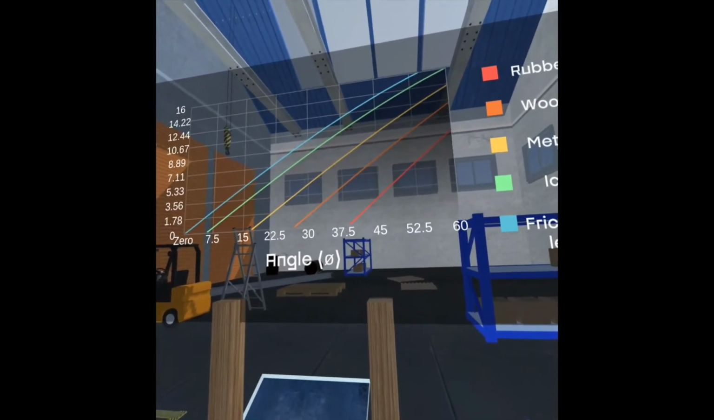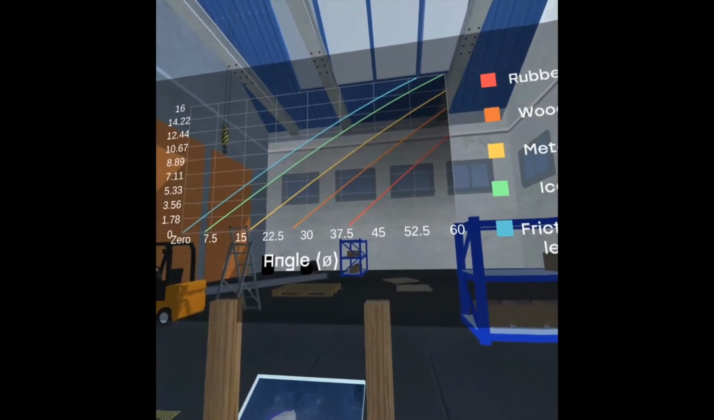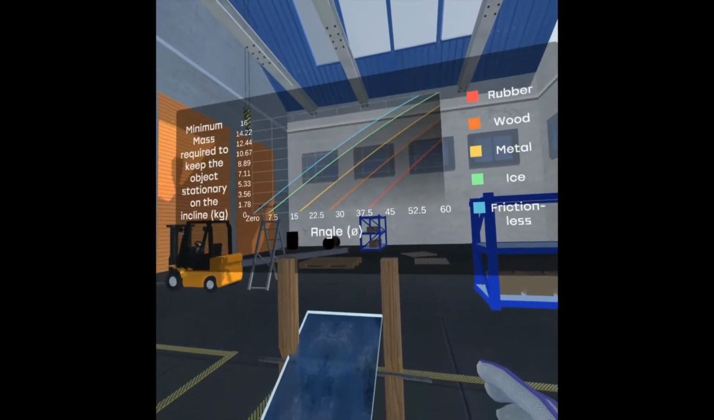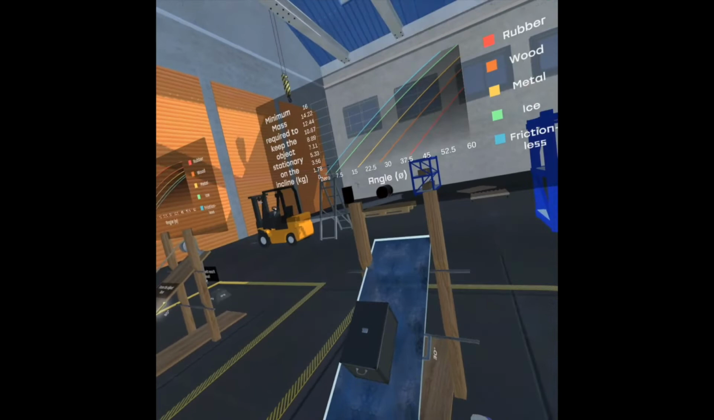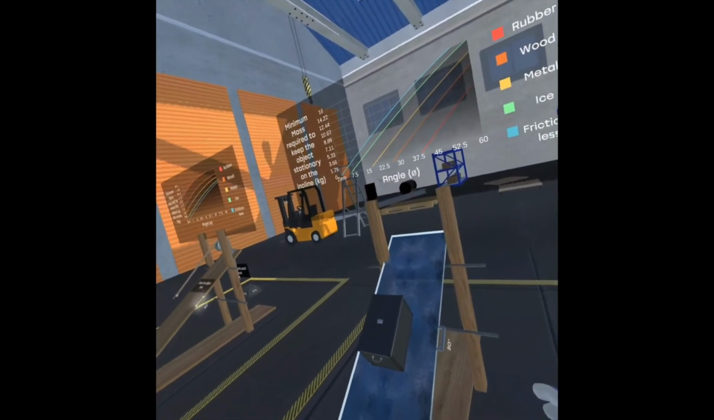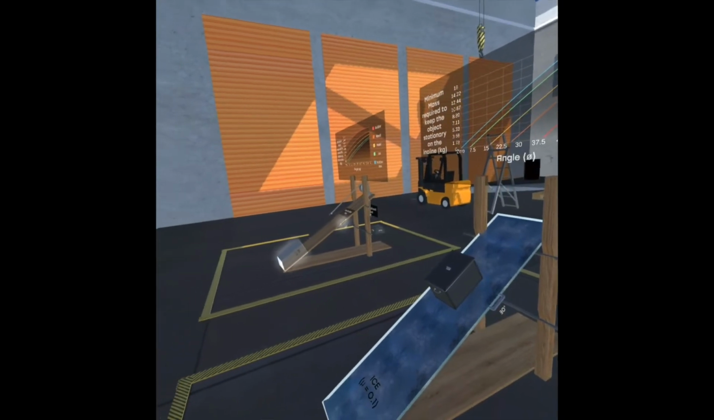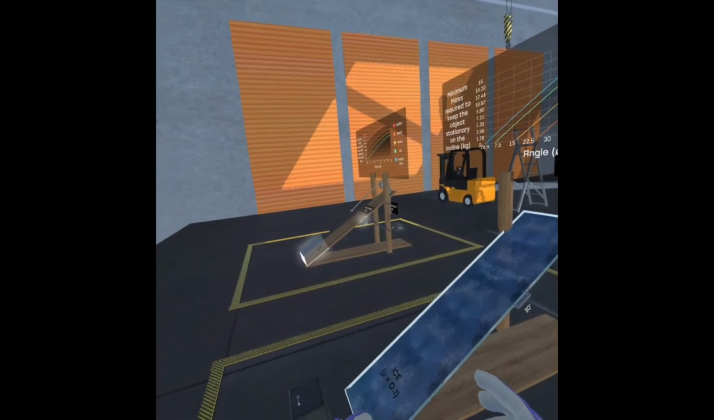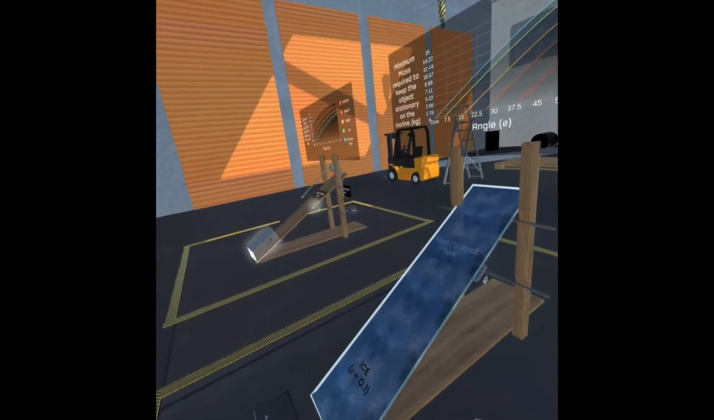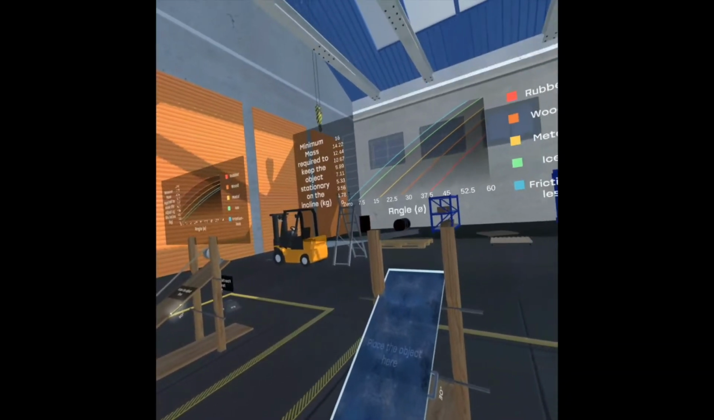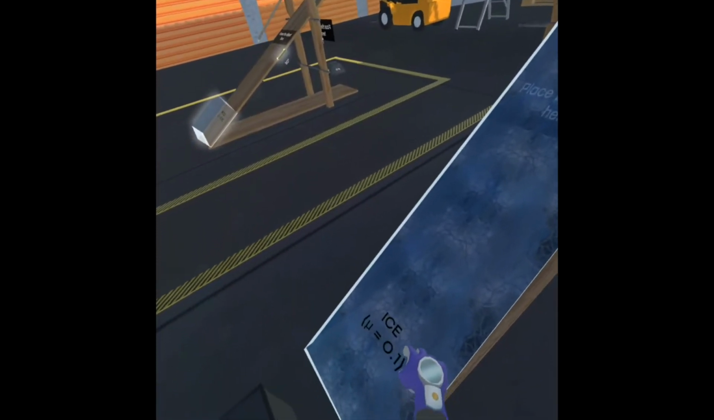This might be a little confusing, but just think about it as we perform these experiments and just keep this ground in the back of your head. Okay, so right now we have a completely frictionless surface, and I'm gonna go ahead and watch what happens when I let go. So the object slid right off pretty quickly, and that was expected because we need very little friction.